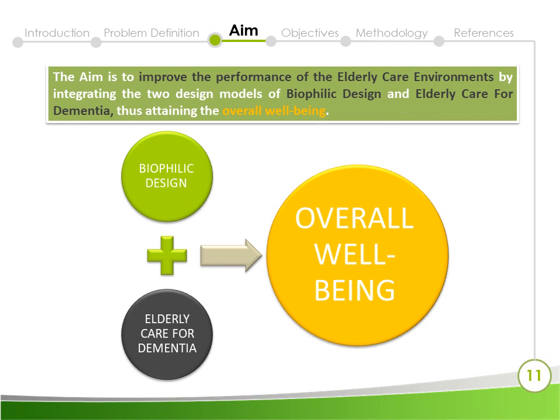The aim is to improve the performance of the elderly care environments by integrating the two design models of biophilic design and elderly care for dementia, and thus attaining the overall well-being. Biophilic design and elderly care for dementia will show a framework, and this will eventually cause an overall well-being within the elderly care environment for dementia.